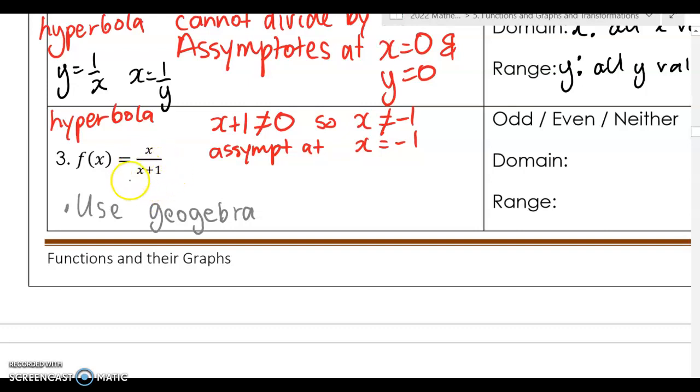The bottom line, we can't divide by 0. So x plus 1 can't equal 0. So if I rearrange that, x cannot equal minus 1. So we're going to have an asymptote at minus 1. Finding the other asymptote is a little bit harder at this point. We need to do a little bit of rearranging, but we will be able to do that towards the end of the topic, and we're going to find that y equals 1 is another asymptote. Now, we'll jump over to GeoGebra, have a look at that graph, and we'll see in a minute what it looks like. But let's see if it's an odd or an even function first.